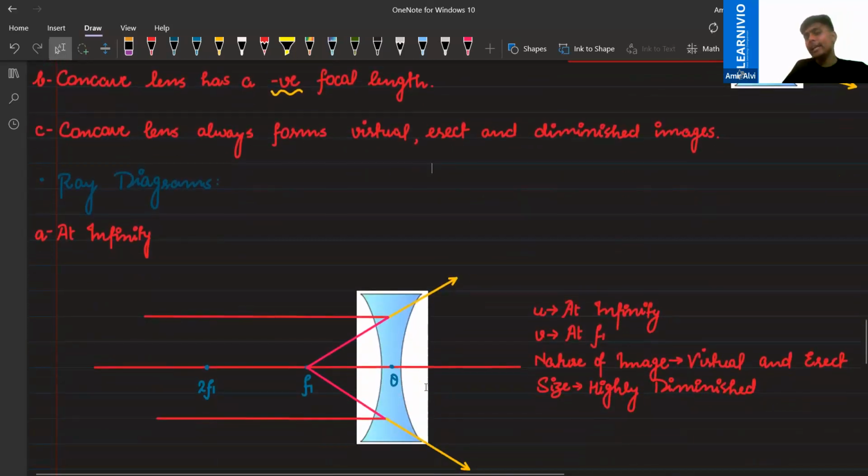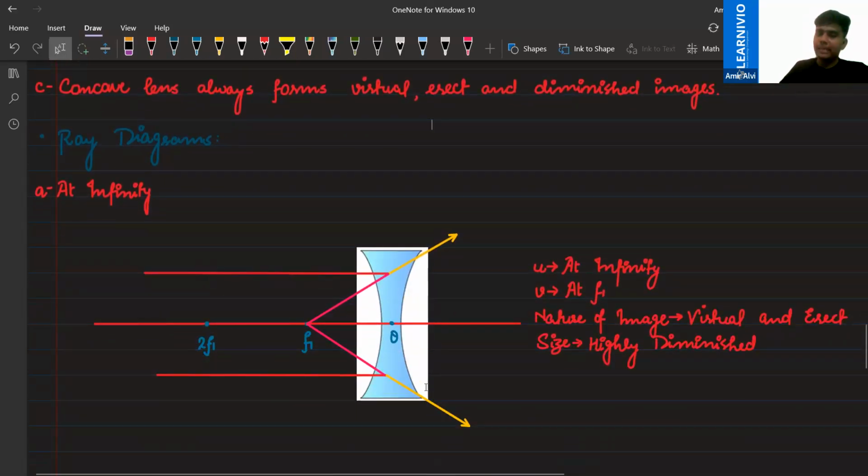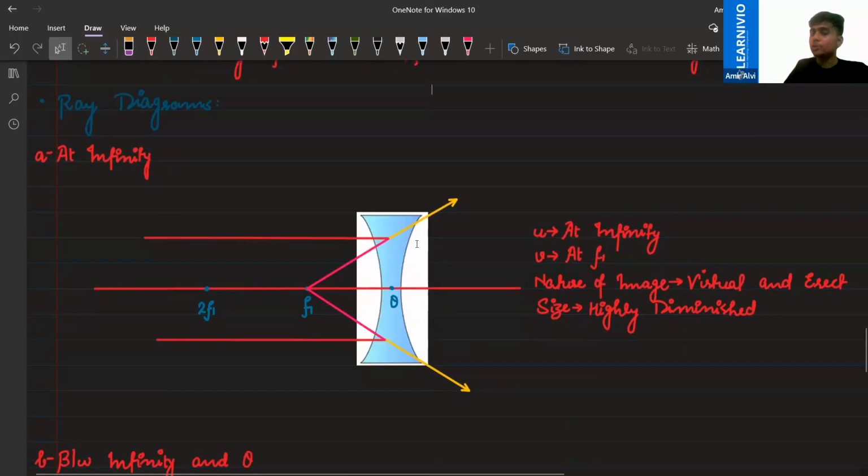Yes. The first ray diagram would be simple. Plane light rays parallel, they will diverge, but they are not converging. So we have to extend them in the backward direction to the focus. So the image formed would be at the focus. It would be highly diminished. It would be virtual or indirect because the light rays are assumed to intersect. Okay. Clear? Okay. Please draw this one.